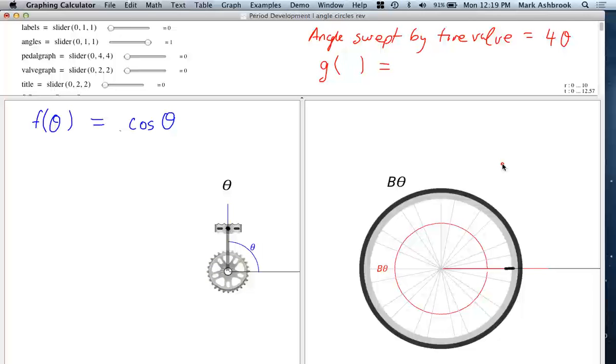All right, what do we think? Carter, did you get this one? First of all, what's the input into g, according to the way they defined it? Theta. Still theta. But now the output is the horizontal distance of the tire valve. Did you get this? So it's sine. Sine of what? It's just sine of theta. Right? Agree with that? Oh, sorry, cosine of theta. Cosine of theta. So it's the same as this.